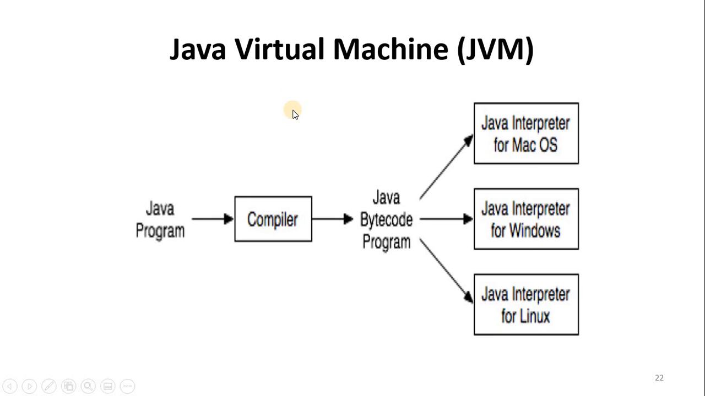Now what we discussed is shown here. We have a Java program here that is going to be compiled. Once it is compiled, the bytecode will be produced. Once the bytecode is produced, it can be executed, for example, in Mac OS, in Windows, in Linux, or in any other operating system that you have.